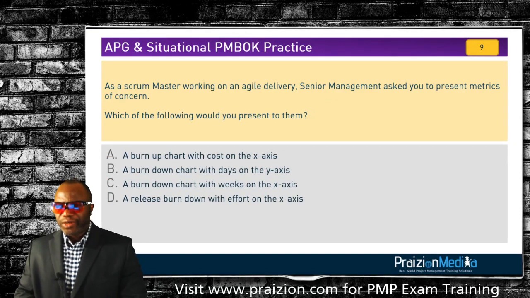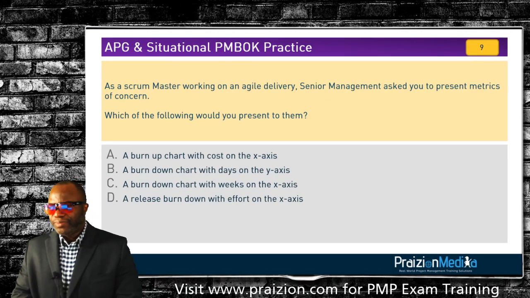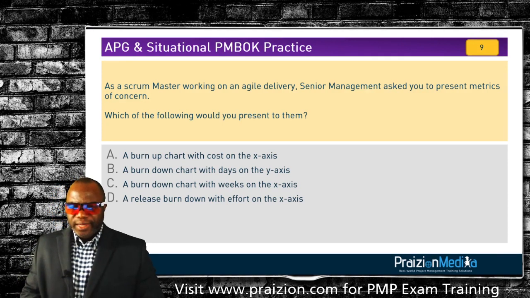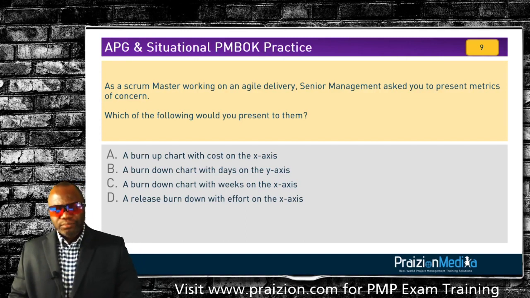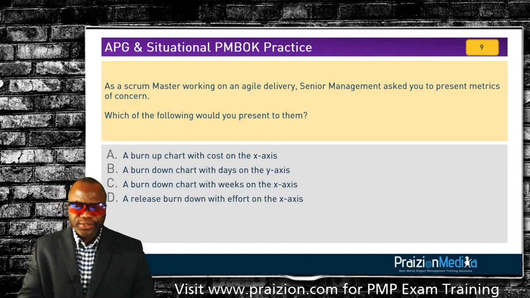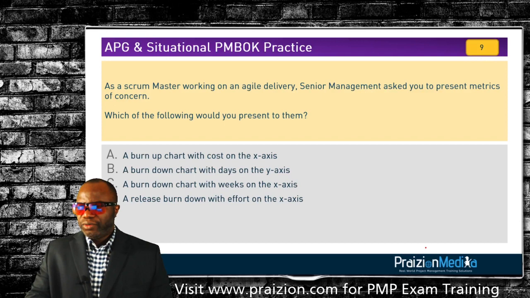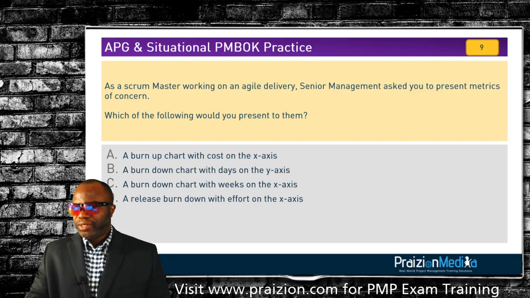As a Scrum Master working on an Agile delivery, senior management asked you to present metrics of concern. Which of the following would you present to them? Again, hit the pause button, give it a little bit of time, think about it. 3, 2, and 1. Okay. So you've got to ask yourself, on a burn chart, what is on the x-axis and what is on the y-axis, if you can remember well enough.